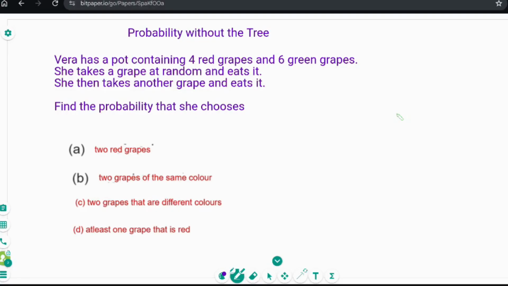So Vera has a pot containing 4 red grapes and 6 green grapes. She takes a grape at random and eats it. She then takes another grape and eats it. Find the probability she chooses 2 red grapes.